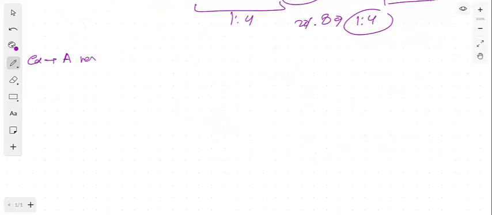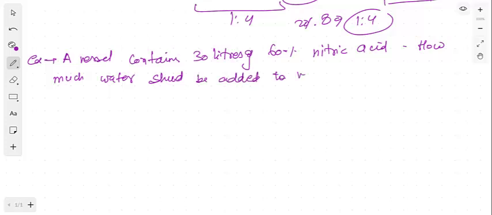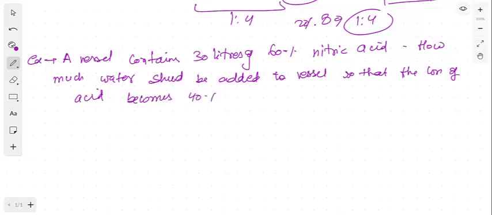Example: a vessel contains 30 liters of 60% nitric acid. How much water should be added to the vessel so that the concentration of acid becomes 40%? Solution. Now for such a question, don't get confused.